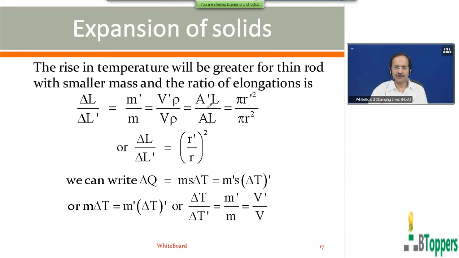So V can be A into L, V dash equal to A dash into L. So L is the same for both the rods, I mean the original length. So A equal to pi into small r square, A dash equal to pi into r dash square. So the ratio of the increased length of the first rod to the increased length of the second rod is equal to r dash by r whole square.